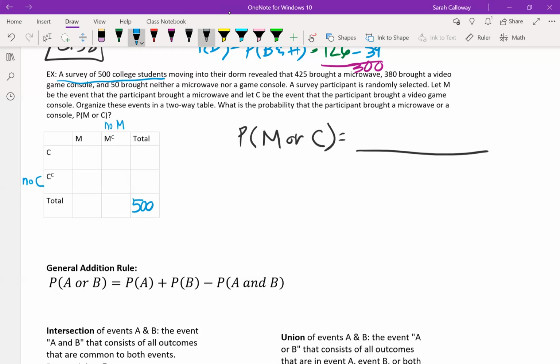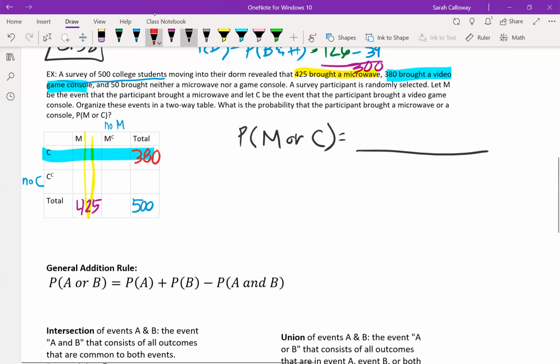They gave us that 425 brought a microwave. So this whole total here is 425. They're also giving us the total that 380 brought a video game console. So video game console, 380. Then they tell us that 50 brought neither a microwave nor a video game console. So no microwave, no video game console, 50 people. That's going to go where those two titles meet. Okay, so I filled in the table with everything that I was given in the problem.